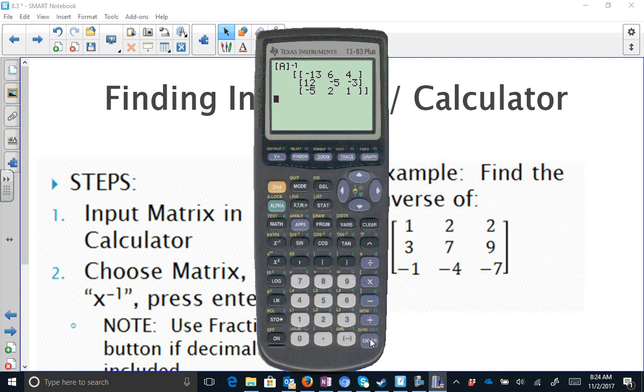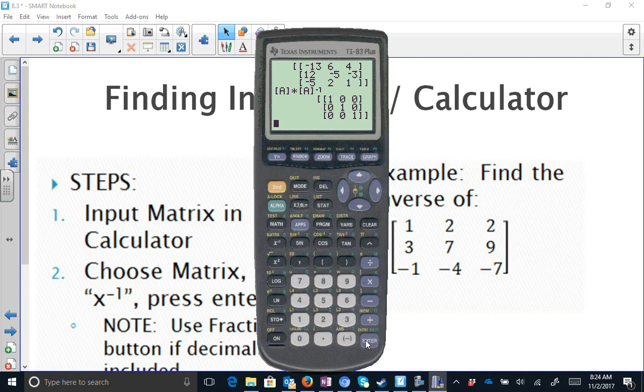Right? Now, watch this. If I take A and I multiply it by A inverse, what should we get? We should get the identity. There it is. Pretty sweet, right?